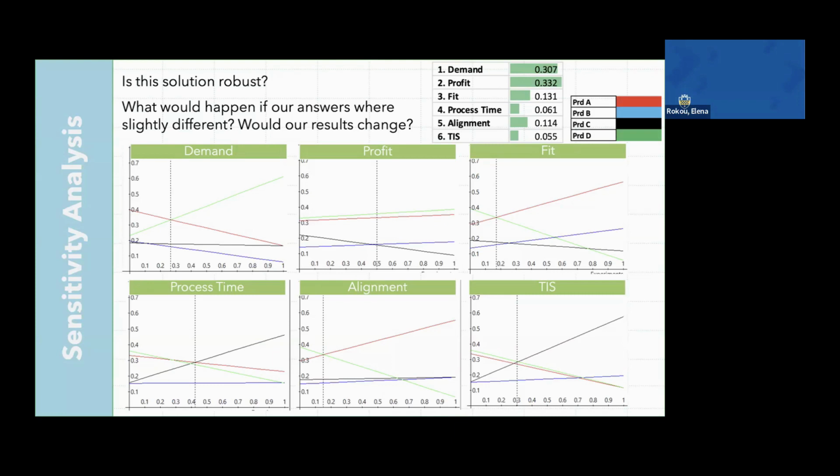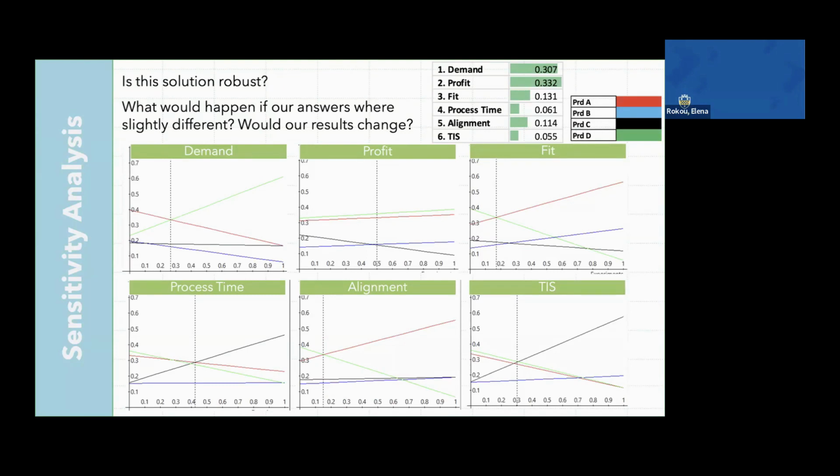Processing time. Processing time is down here. Rank reversal at 40%. Okay. That's robust by itself. This makes sense. The more you care about processing time, the less good products A and D will be, as they require a long processing time, and the more appealing products C, which has the lowest processing time, and B will be. So it follows what it should be following.